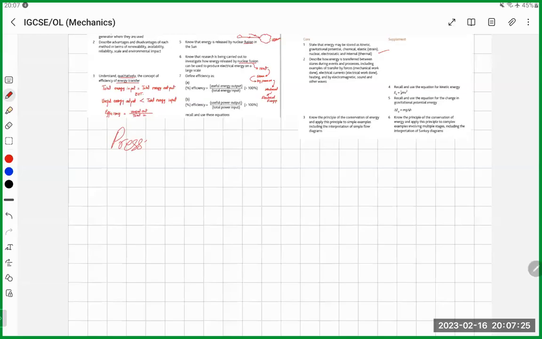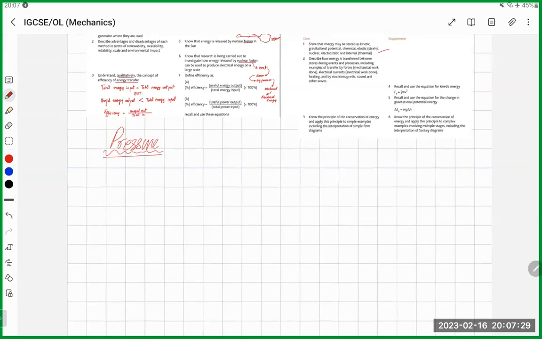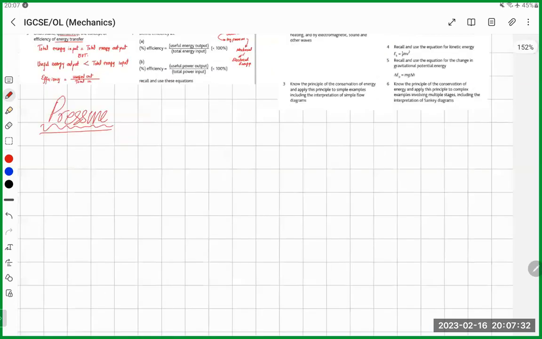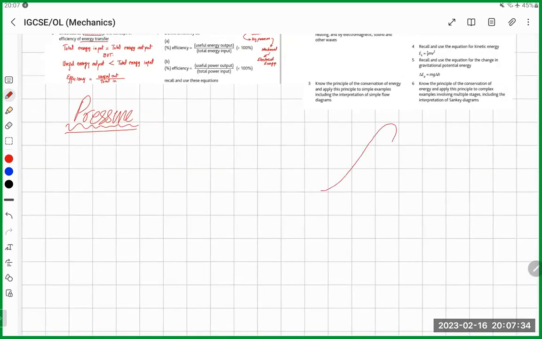What is pressure? What is pressure? Now, let's see if you understand this diagram.